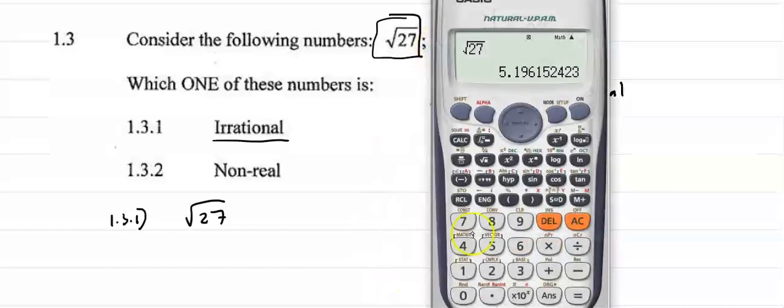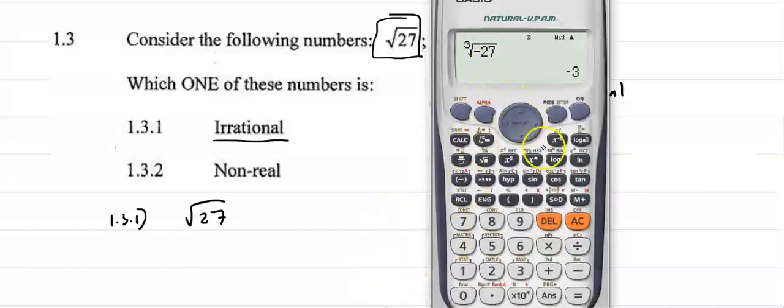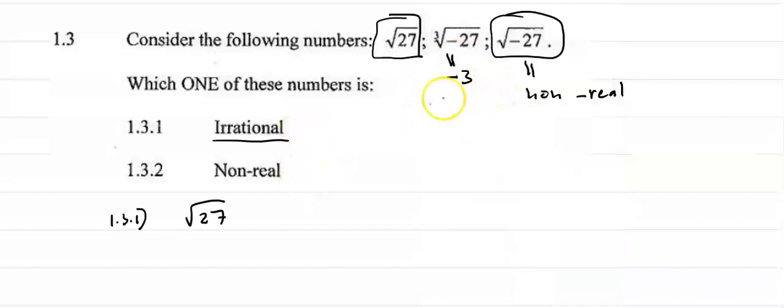And if we put the cube root of minus 27, we should get minus 3. And also now remember, if you put the square root of minus 27, the calculator should return an error. Square root of minus 27, we should get an error. Error means now that this thing is non-real. Okay, so 1.3.2, square root of minus 27.